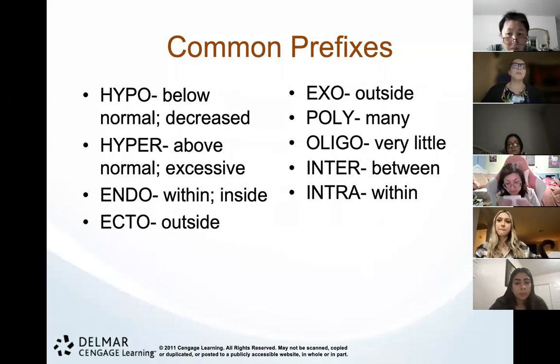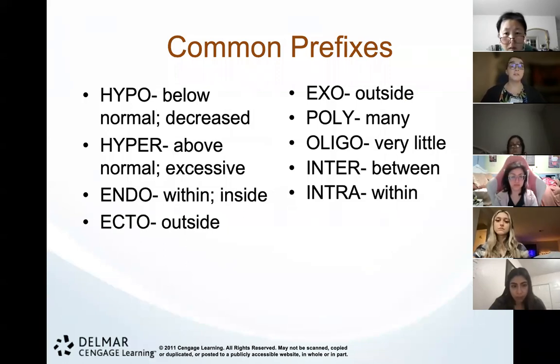We use the term endo when we're talking about within or inside. So think of endoscopy. So that's scoping inside of an animal using our scope tool. Ecto means to look within the outside of the animal. Exo can also be outside. Poly refers to many. Oligo means to be very little. And then we have inter being between and intra within.